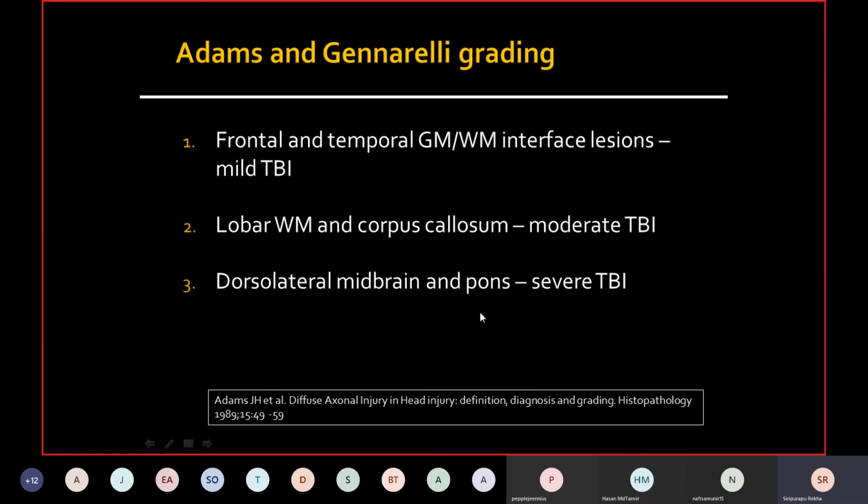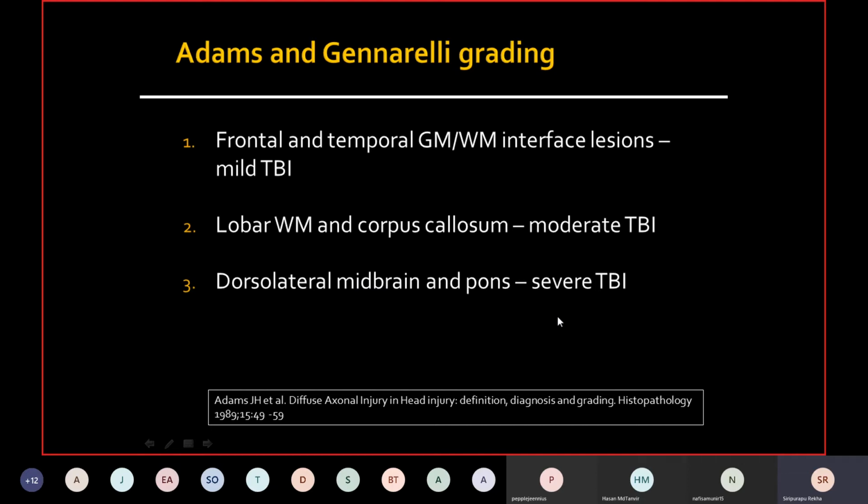A quick note on the grading of traumatic brain injury. This is the one that I tend to follow. It's a very old paper, and it's a pathological grading, wherein they talk about diffuse axonal injury as mild when we just see lobar hemorrhages. But once we see involvement of the corpus callosum, it's moderate, and when there is involvement of brain stem, it's severe.